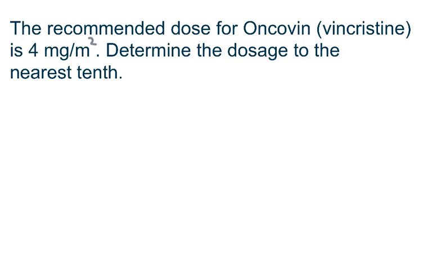For this one, it says the recommended dose for that medicine is 4 milligrams per meters squared. Determine the dosage to the nearest tenth. Oh, I didn't even put the patient's height or weight. Okay, so I'll make it up real quick. So let's say he is 42 centimeters and 81 kilograms. Okay, I guess I should have had that in there first.